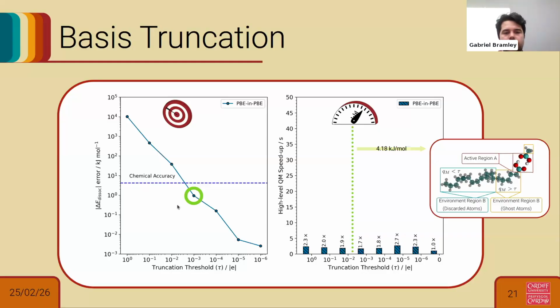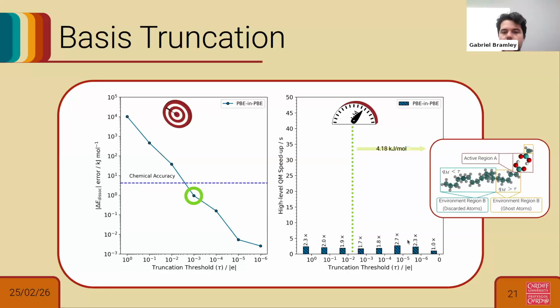And what we see is, as we decrease the threshold, make it tighter, the error in the dissociation energy between these two dimers also decreases. So we go from 10 to the 4 kilojoules per mole, which is a crazy level of error. And as we decrease the threshold, we end up with something a bit more reasonable, about below that 4 or 2 kilojoule per mole threshold.